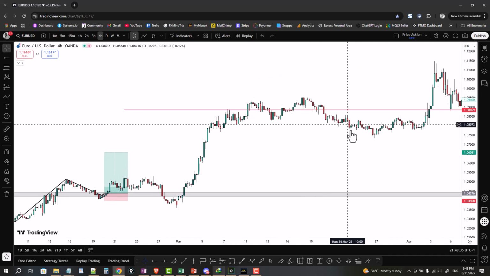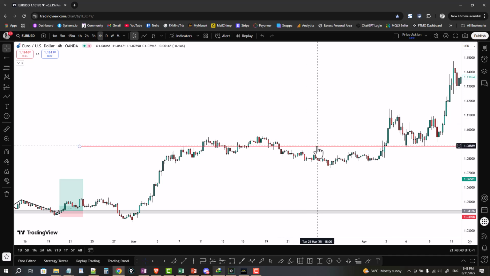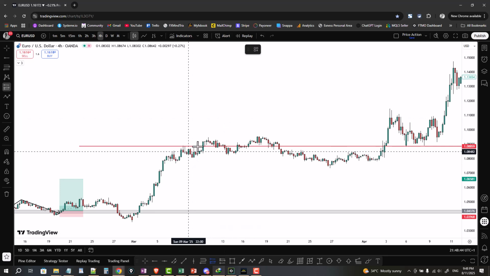2 losing trades in a row, no problem. These things happen in the market. But then, here's something very interesting. Let me show you this losing trade because maybe you wouldn't have seen it.